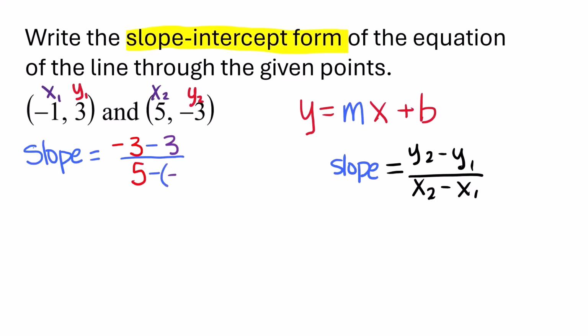We're going to end up with -3 minus 3 over 5 minus a -1. And when you simplify that, you get -6 over a +6. There's a double negative there, so that changes to 5 plus 1, +6. And -6 divided by +6 is -1. Yay, we have the first part of this done that we need to have.